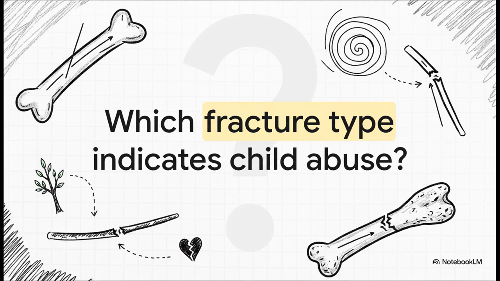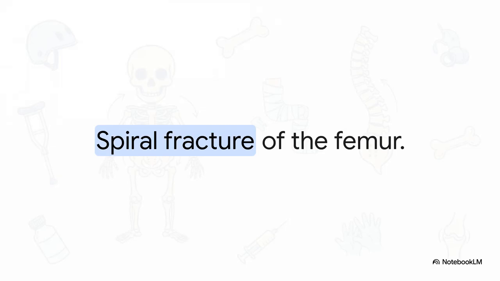A type of fracture in a young child that may be indicative of child abuse is 1. Greenstick, 2. Spiral, 3. Pathological, or 4. Aligned. If you guessed a spiral fracture, you hit the nail on the head. Specifically, a spiral fracture of the femur or humerus in a non-ambulatory child is highly suspicious because it requires that violent twisting force we talked about.